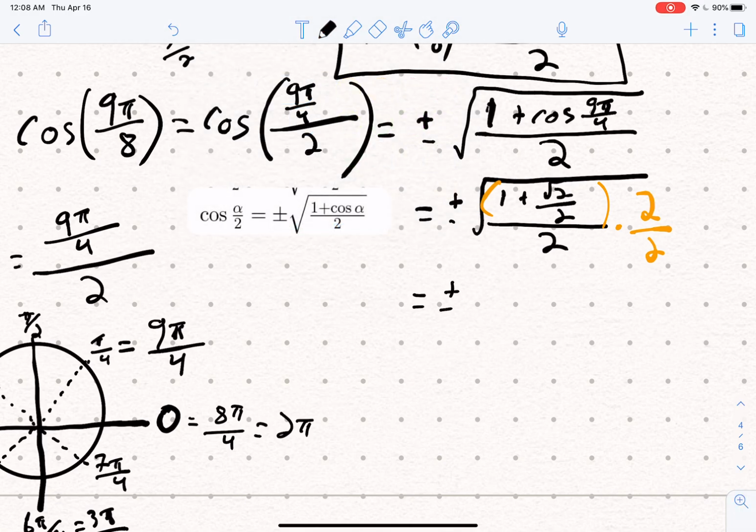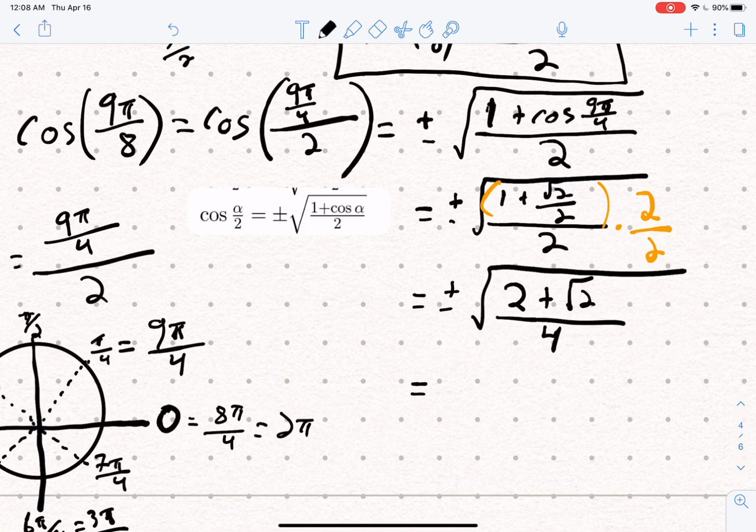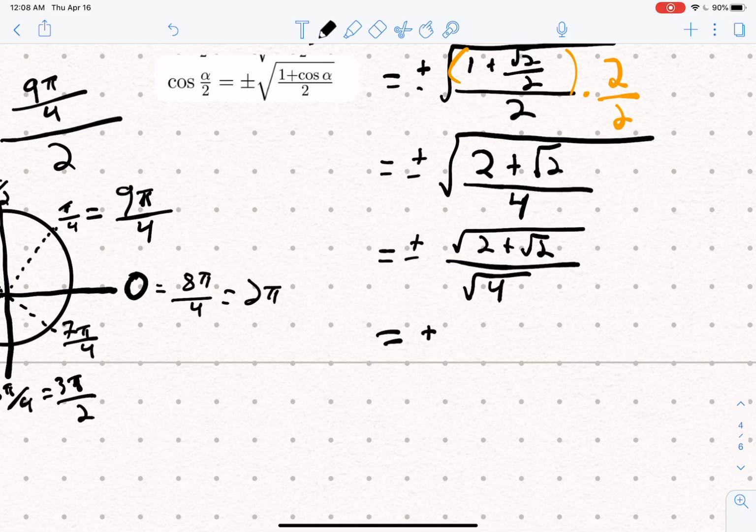So this one is equal to plus or minus radical. On the top, multiplying the 2 through, 2 times 1 is 2, and 2 times radical 2 over 2 cancels the 2 and just leaves a radical 2. On the bottom, 2 times 2 is 4. Now we have the same idea, which is, since this is the radical of a fraction, we can split it up as the radical of the top, 2 plus radical 2, over the radical of the bottom, radical 4. And that altogether is plus or minus radical 2 plus radical 2 over 2.